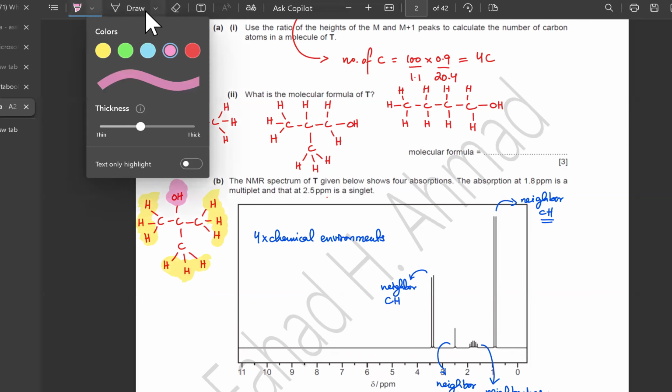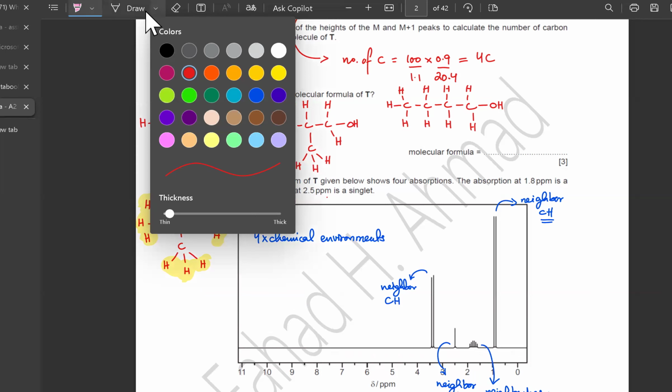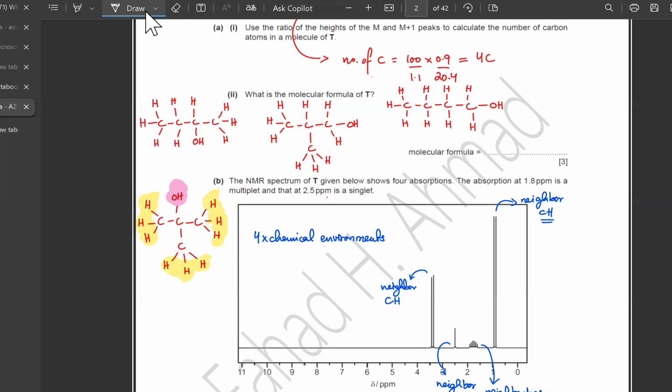Okay, then let's look for what else. We can go with this one. How many environments over here? This is one CH3. That's one environment. This CH3 is slightly different. That's the second environment. This CH2 is different. This H is different, and this OH is different. So how many environments is this? This is one, two, three, four, five. It's 5, and I've got only 4. Okay, clear?